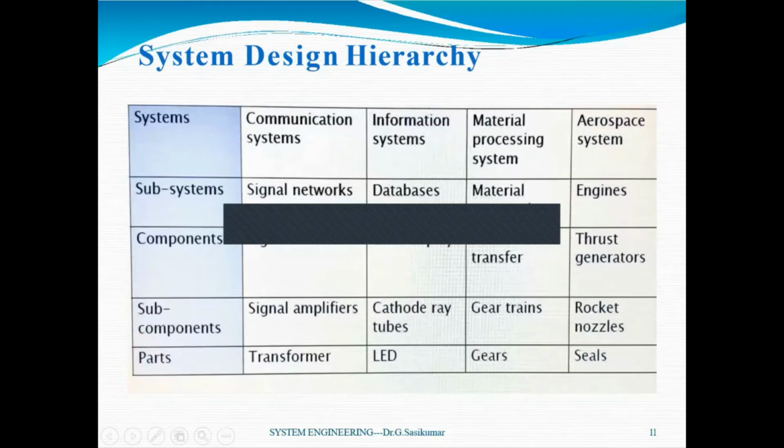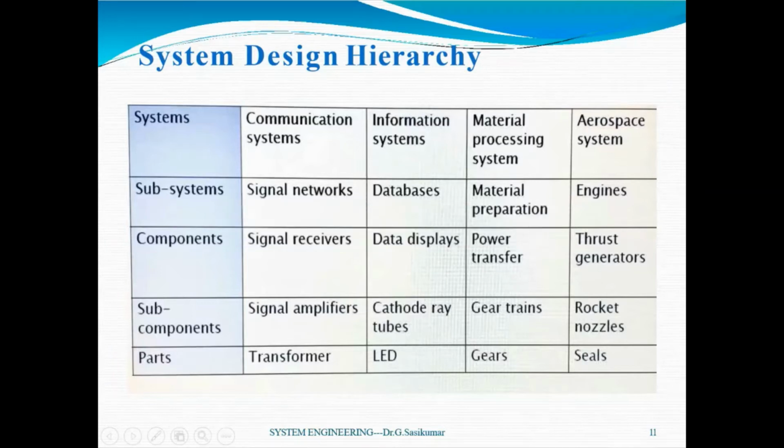Subsystems: for the communication system, the subsystem is signal network. For IT, it is a database. For the material system, it is material preparation. And in aerospace, we call the engine the subsystem. Which is the component in a communication system? Receiver. In the information system, the component is data display. Your LCD monitor and LED monitor are all components in the information system. In the material processing system, it is power transfer, and in aerospace, thrust generator.